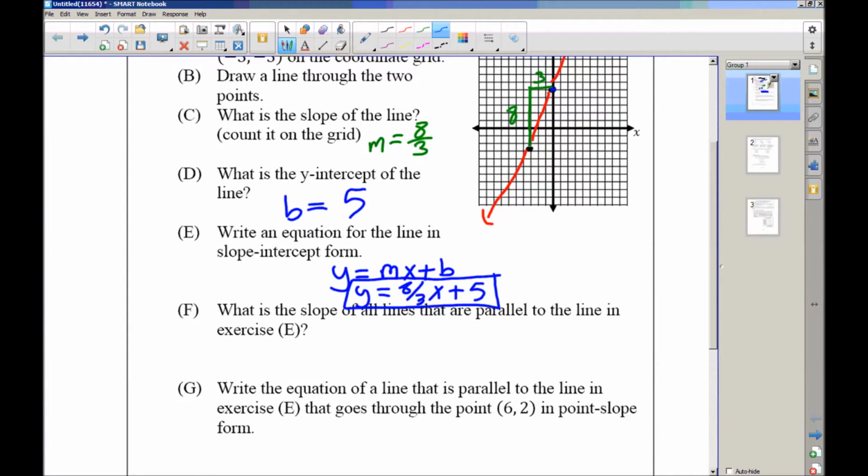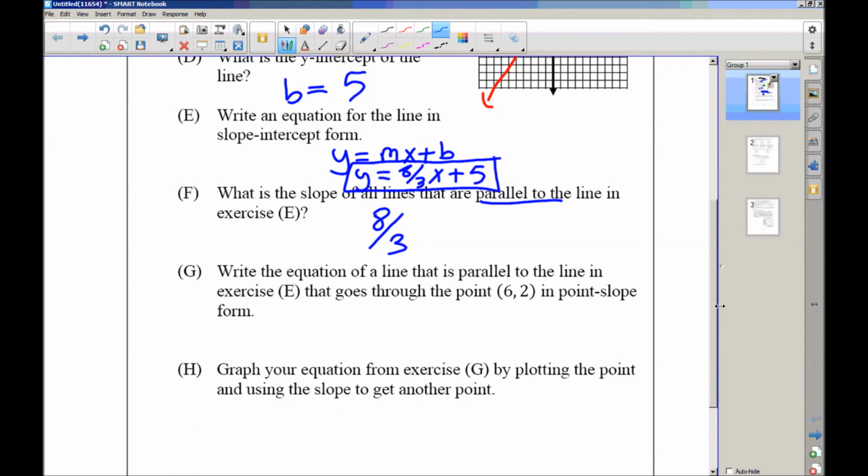What is the slope of all lines that are parallel to the line in exercise E? So remember, parallel lines all have the same steepness. So these will all have a slope of 8/3 also. Now write the equation of a line that is parallel to the line in exercise E.